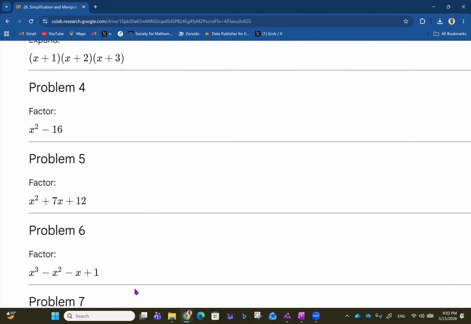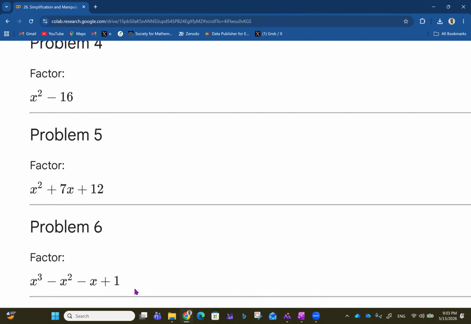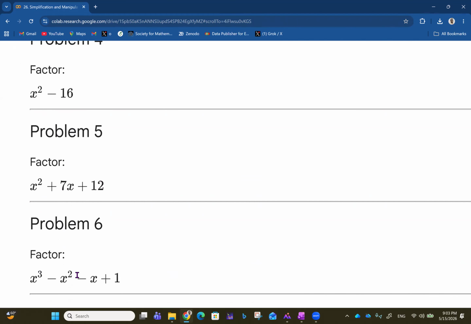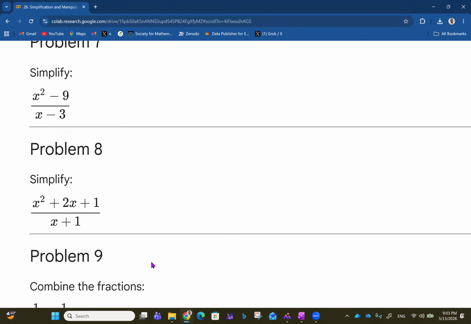Then problems 4 to 7, if we can. Okay, let me take 4 to 6. You want to factor x squared minus 4, because x squared minus 4 is x minus 2 into x plus 2. Then you want to factor x plus 3 into x plus 4. Then you want to also factor x cubed minus x squared minus x plus 1.